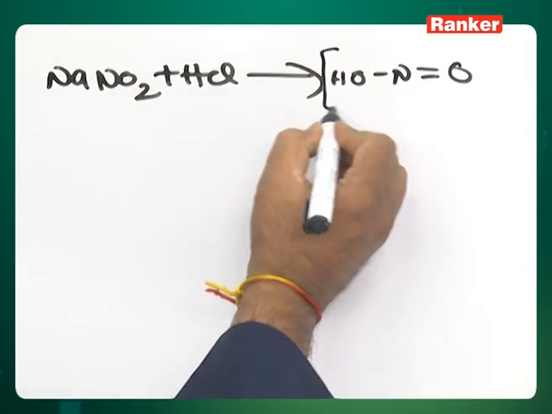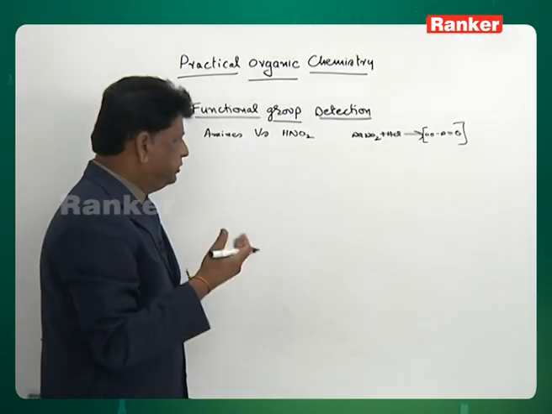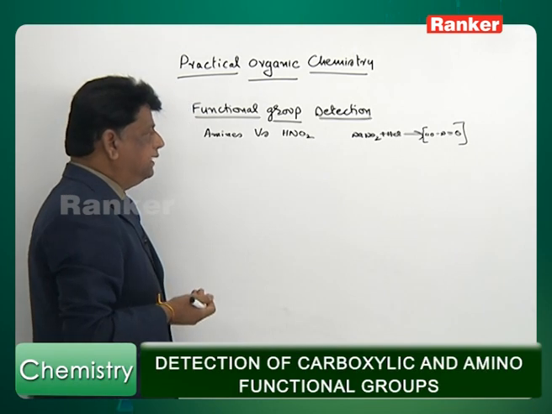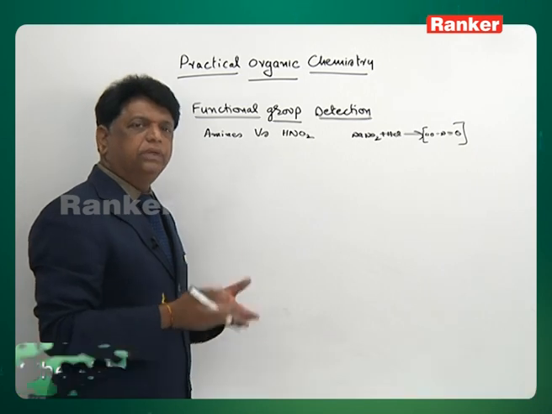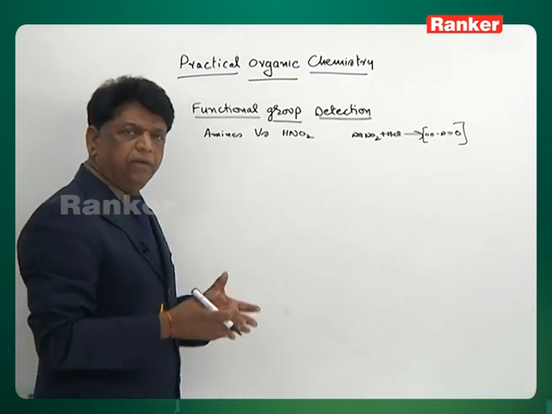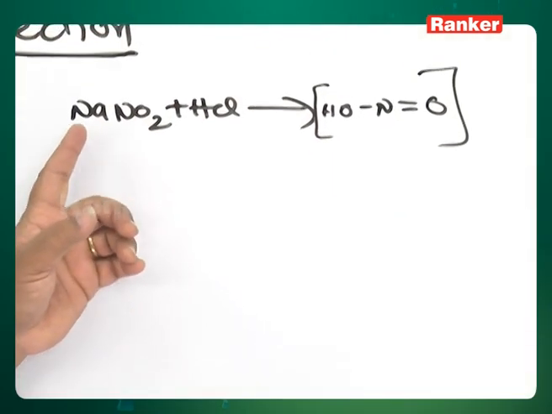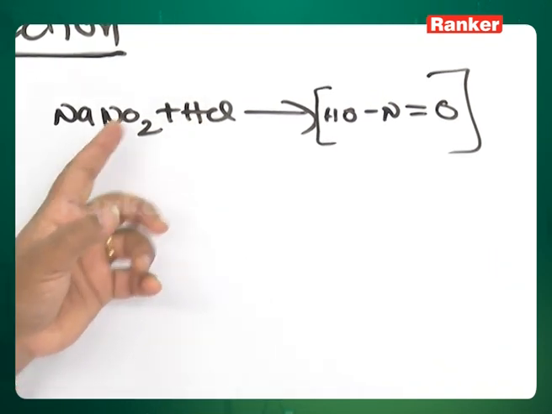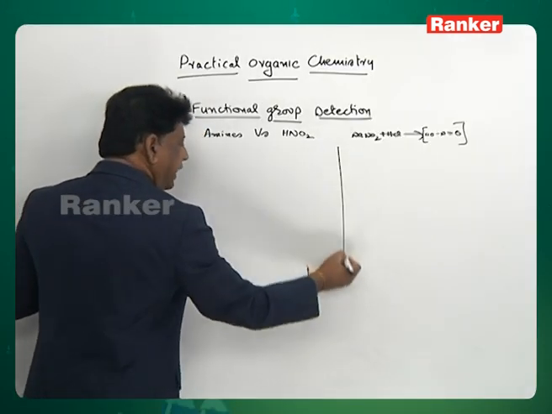Whenever you want nitrous acid, you take these two in combination and the nitrous acid comes. Nitrous acid is not available in the lab because it slowly oxidizes. Therefore, you cannot prepare it and keep it ready, isn't it? Whenever you want nitrous acid, add salt and acid, and you will get the nitrous acid. So, we have 2 types of reactions.